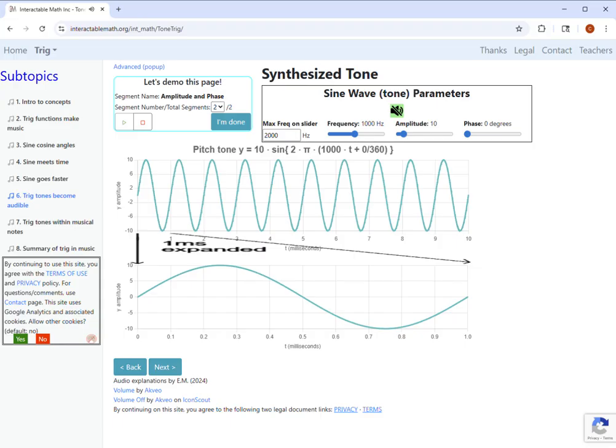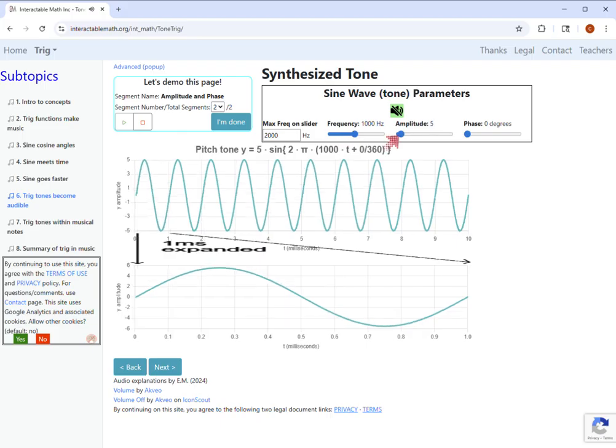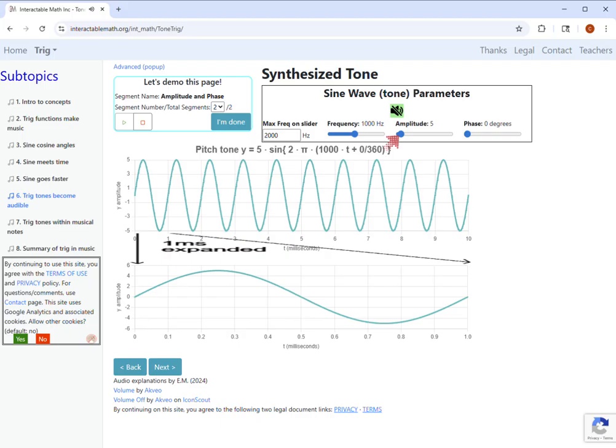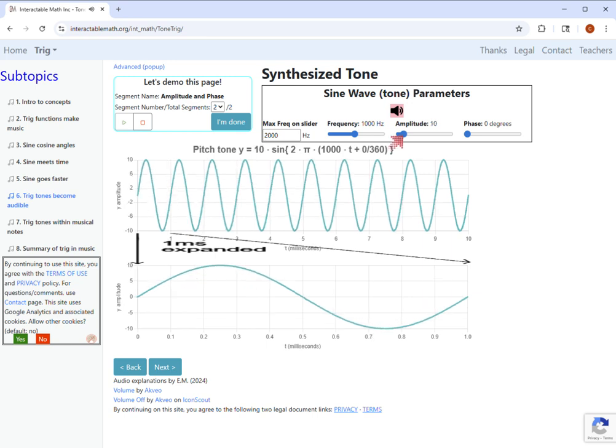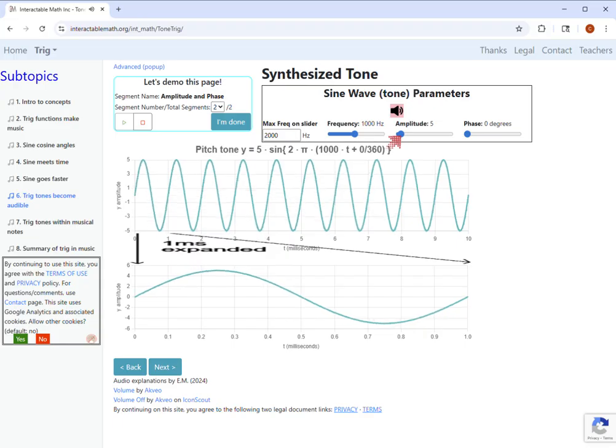I will turn on the tone for amplitude of 5, then increase the amplitude to 10, then go to 20. The multiplier on the equation for the sine curve increases by a factor of 2 each time, getting louder. Increasing the amplitude increases the volume, and decreasing the amplitude decreases the volume. I will turn down the volume again to the lower setting so as not to annoy you. Remember, the sine waves we create here are being sent directly to your speakers.